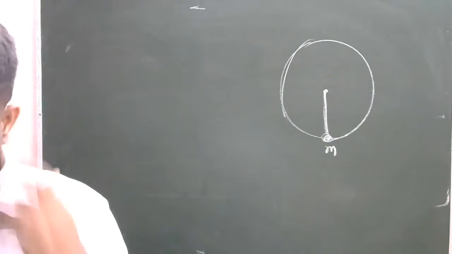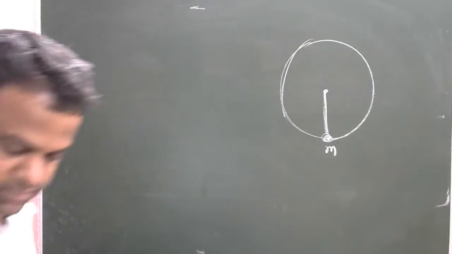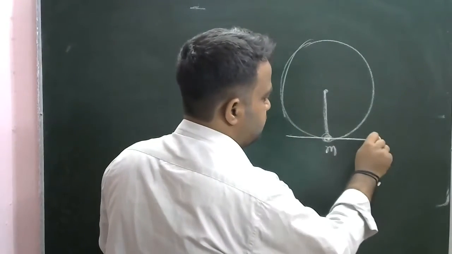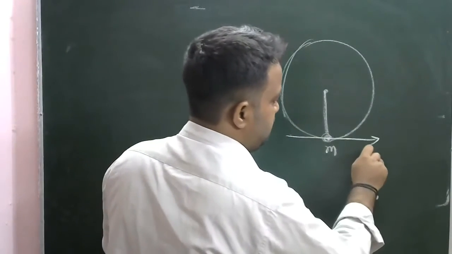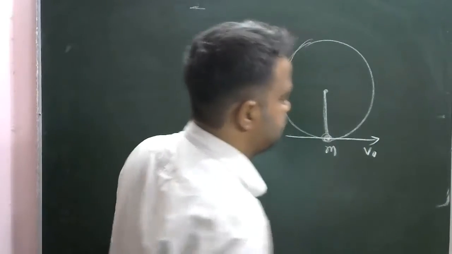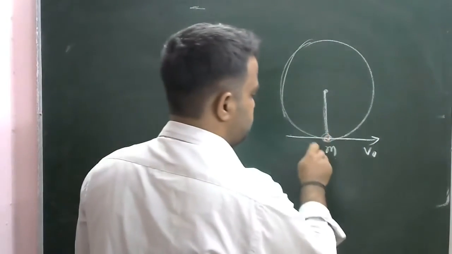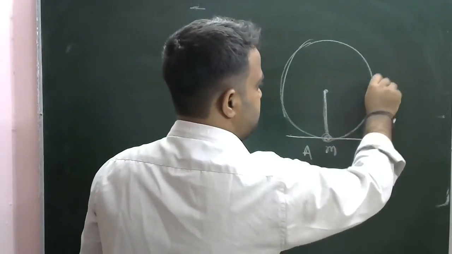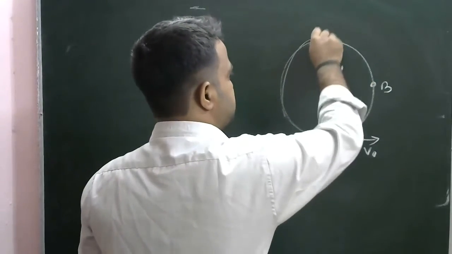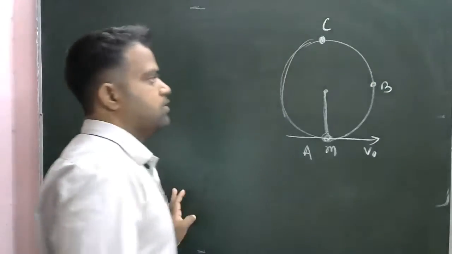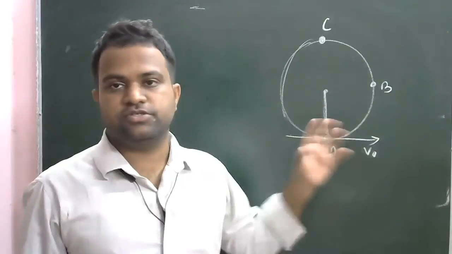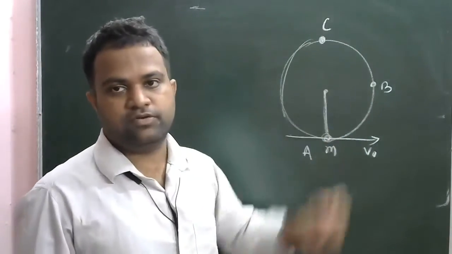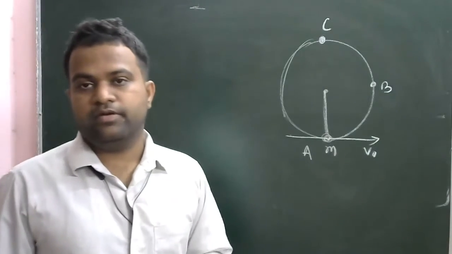Now this mass is provided with an initial velocity, let's say v0, and let's say this position is A, and we will find out the velocity at position B here and another position, position C. So at three positions we will calculate what the velocity will be and what the energy will be.